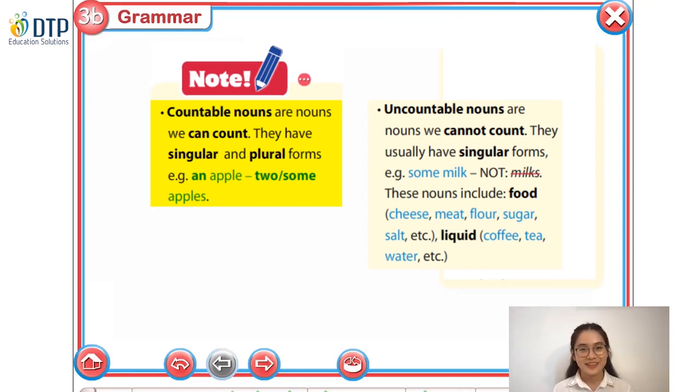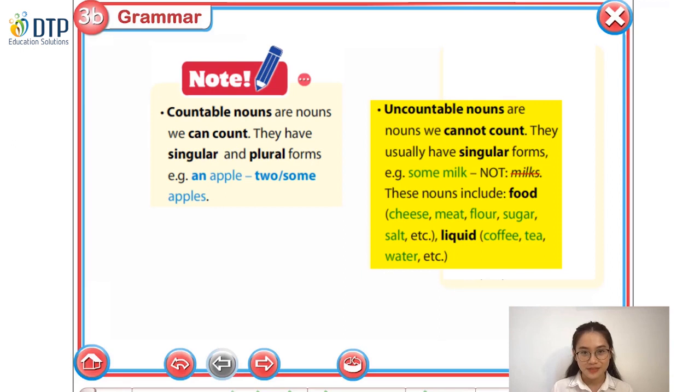Danh từ đếm được là những danh từ chúng ta có thể đếm được về số lượng. And they will have singular and plural forms. Chúng sẽ có dạng số ít cũng như là số nhiều các bạn nhé. For example, one apple, an apple, 2, 3 apples. And what about uncountable nouns?